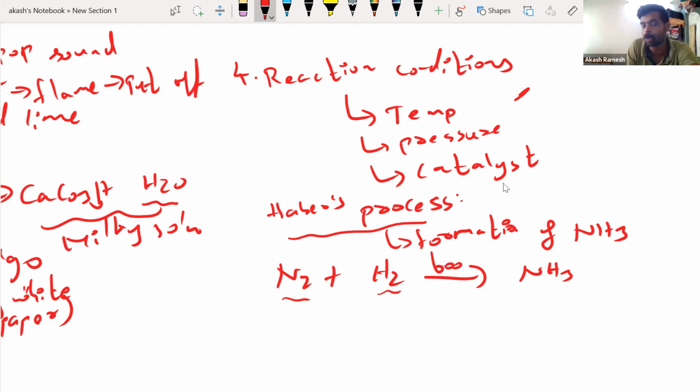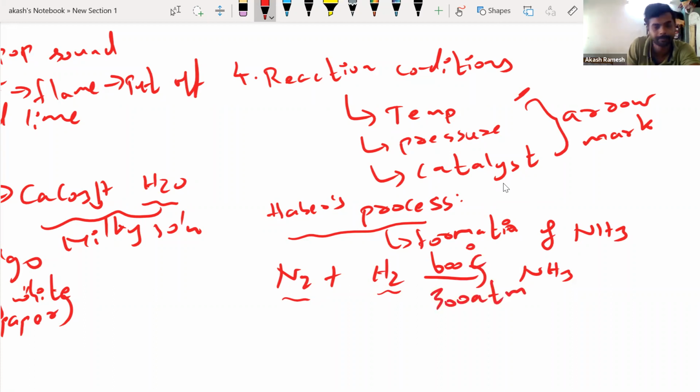Okay, now, how do we represent it? Right. So I told you that pressure, temperature, and catalyst can be included in the chemical equation, and all of these should be included in the arrow mark. We separate the reactants and products with an arrow mark, isn't it? In that arrow mark, you have to include all these reaction conditions. Okay, right. This is how I represent. So this reaction happens at 600 degrees Celsius, right, and it has to have a pressure of around 300 atm, right? And one more thing is you need some catalyst.